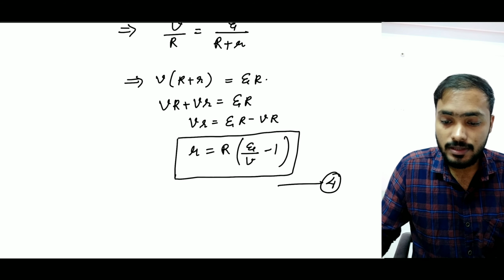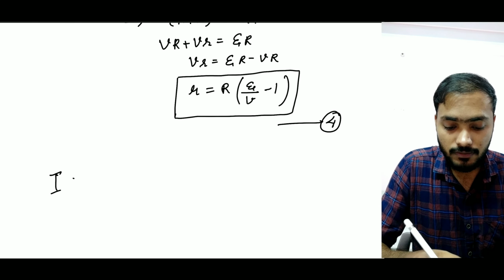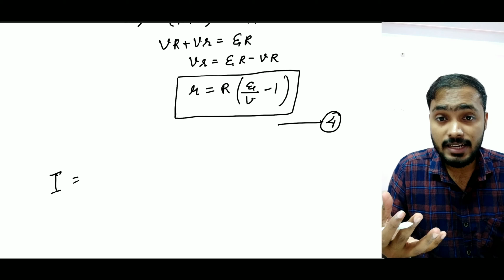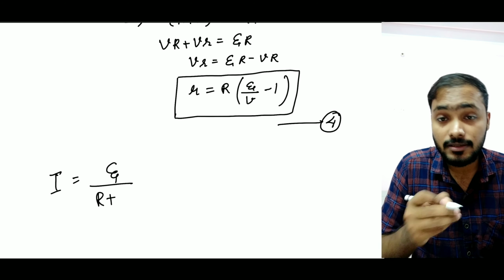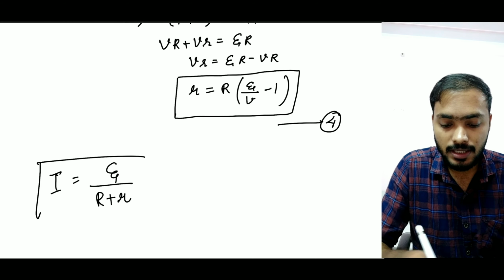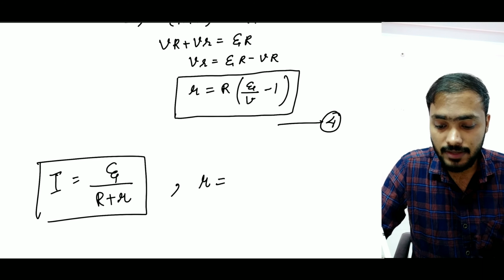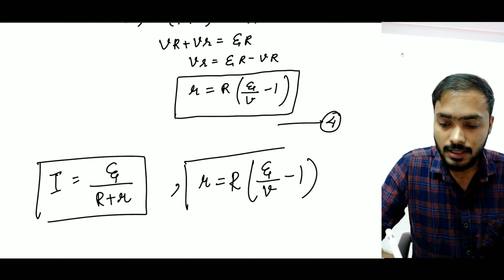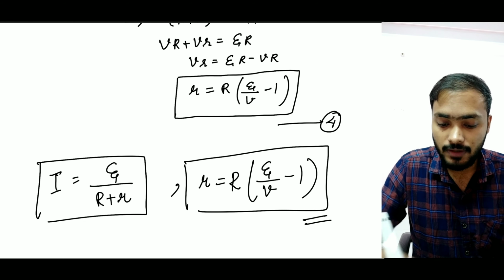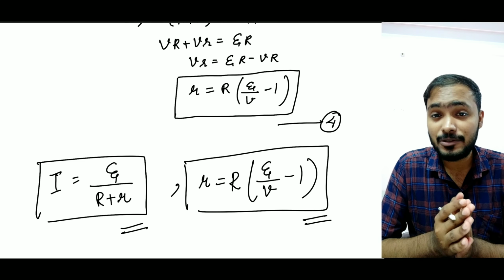Now two formulas today we are able to understand here. What are the two formulas? Number one, we got the value of current inside our simple circuit, which came out to be EMF upon the external resistor plus the internal resistor. And we also got the value of internal resistance, which is given as r equals R times, in brackets, E upon V minus 1. So two values we are able to find out. I hope that is understandable to everyone.